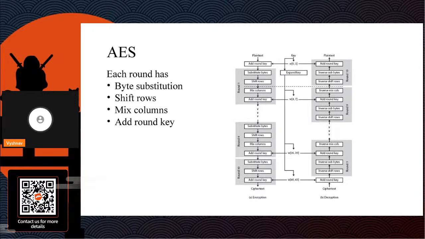So here we can see the whole AES algorithm process. Every round has byte substitution, shift rows, mix columns, and add round key. First, the plain text is sent to add round key, and then the first round starts. It has substitute bytes, shift rows, mix columns, add round key. So every round has these four. But in the last round, there won't be a mix columns step. Same for decryption, inverse mix columns won't be there in the last round. Here the key is expanded in the form of words.